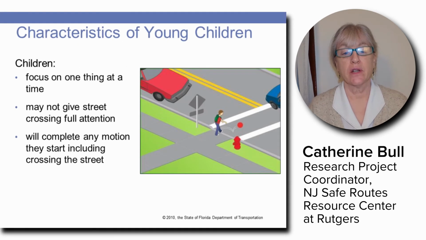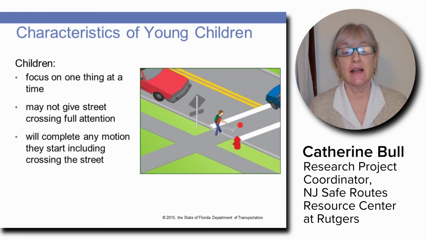Children tend to focus on one thing at a time. This could be the ball they are bouncing or who they're going to play with after school. That one thought may not be the traffic they are crossing. In addition, a child's focus can shift quickly from one thought to another, or from one object in the environment to another, such as from the approaching car to someone walking a dog.